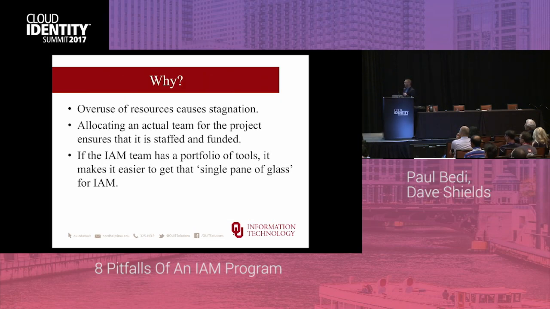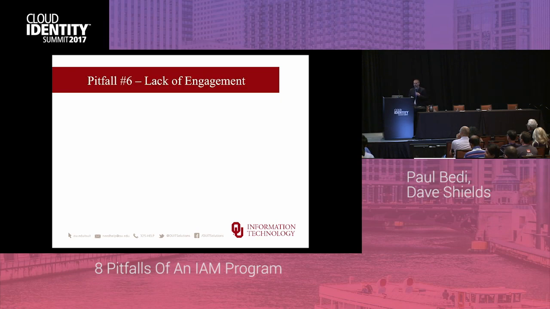So why would you do that? Well, if you have overuse of your resources, it's going to cause stagnation. If you have one person trying to do 6 jobs, they're not going to have enough energy to focus on your project. Make sure that the team is allocated appropriately. I cannot tell you the number of resource constraint arguments I've gotten into because the teams are not allocated like they needed to be. And if we have a portfolio of tools that we can present from the identity management team, you can get back to that famous buzzword of the single pane of glass. All of those tools working together in some sort of harmony as best you can connect them.